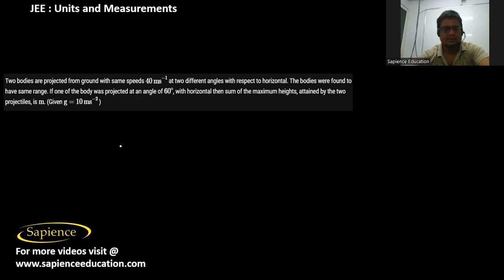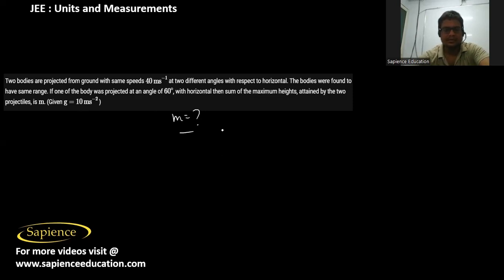Then here it is told two bodies are projected from ground with same speeds 40 meter per second at two different angles with respect to horizontal. The bodies were found to have same range if one of the body was projected at an angle of 60 degree with horizontal, then sum of the maximum heights attained by the two projectiles is m, given g equal to 10 meter per second squared. So this m we have to find.